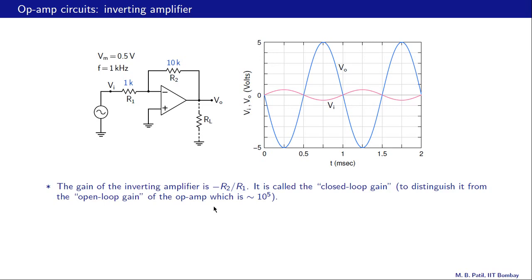Let us make a few observations. The gain of the inverting amplifier is minus R2 by R1, as we have already seen, and it is called the closed loop gain to distinguish it from the open loop gain of the op amp, which is very large, 10 raised to 5 or so for the 741 op amp. Now this open loop refers to a configuration in which there is no connection between the output side and the input side, like this one, and the op amp is then said to be operating in the open loop configuration. In contrast, this configuration is called closed loop configuration.